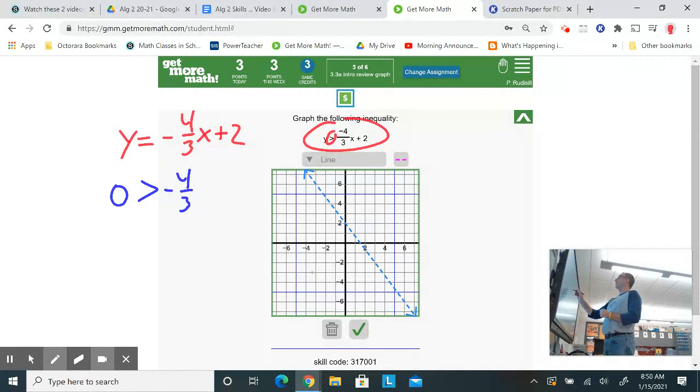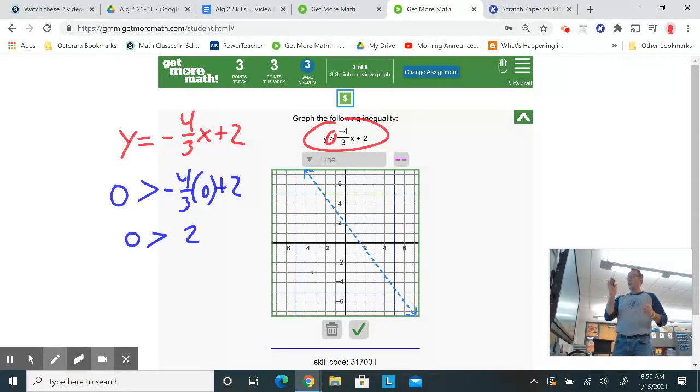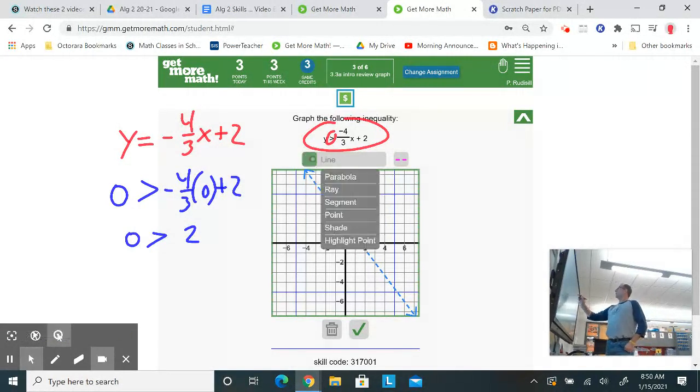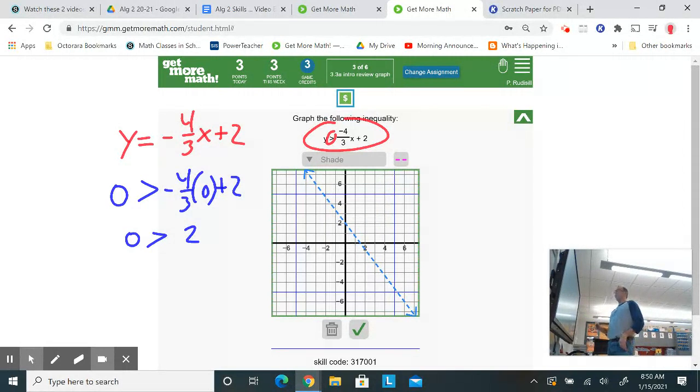Now you should be able to do this in your head, but let's write it out so you can see what I'm doing. Negative 4/3 times 0 is 0. 0 plus 2 is 2. Is 0 greater than 2? The answer is it is not. So 0, 0 does not work. Do not shade it to that side. So I'm going to change to shade. I'm going to shade away from the 0, 0. I'm going to shade up here.